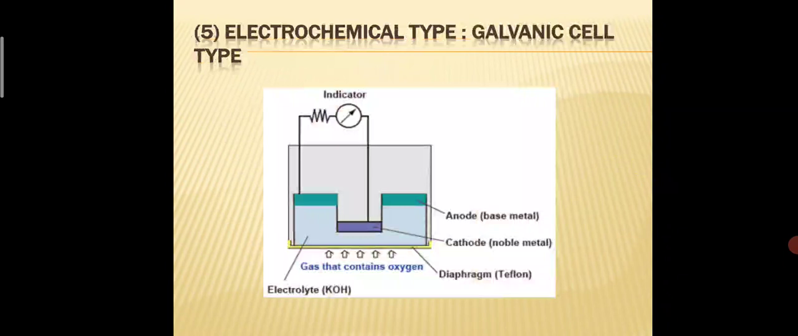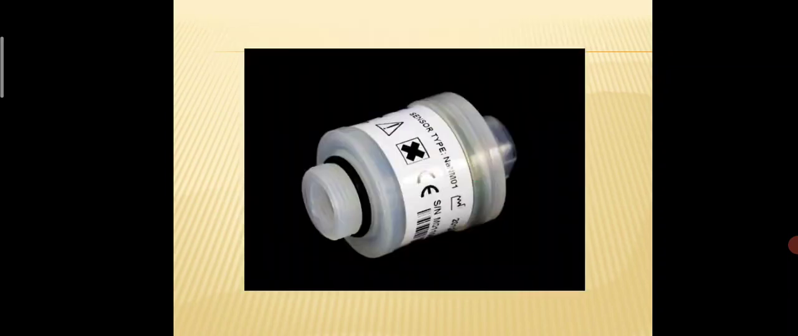Next we go for the last method, that is the electrochemical type, the galvanic cell type. Here we see one anode and cathode placed. This is an anode and this is a cathode, and one diaphragm is used. The diaphragm is used to measure the level of oxygen content present in a sample to be analyzed, and here we use an electrolytic solution, potassium hydroxide, and the diaphragm is made of Teflon, and this is an indicator circuit. Here is the arrangement for this electrochemical type, the galvanic cell type measurement. This is an image of this sensor.